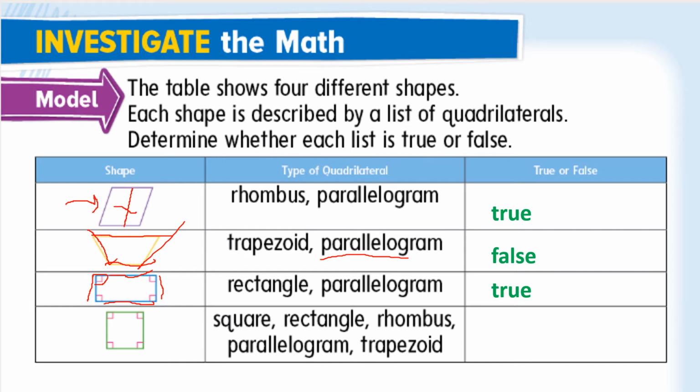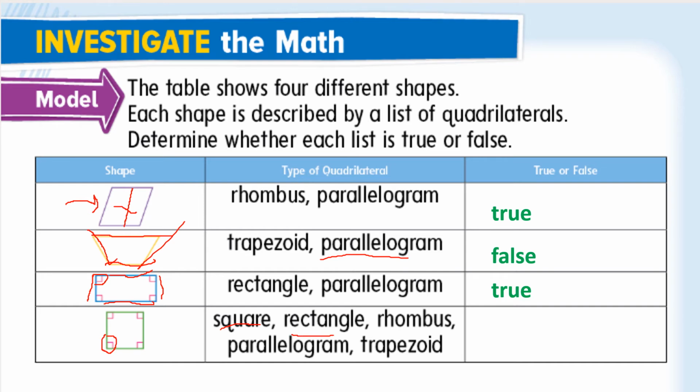Now let's look at the bottom shape. Is this a square? To be a square, the opposite sides have to be parallel, the same length. All sides have to be the same length, and it has to have right angles in the corner. True. Is it a rectangle? Yes, because for it to be a rectangle, opposite sides have to be the same. It has to have right angles, and it has to have opposite sides parallel.